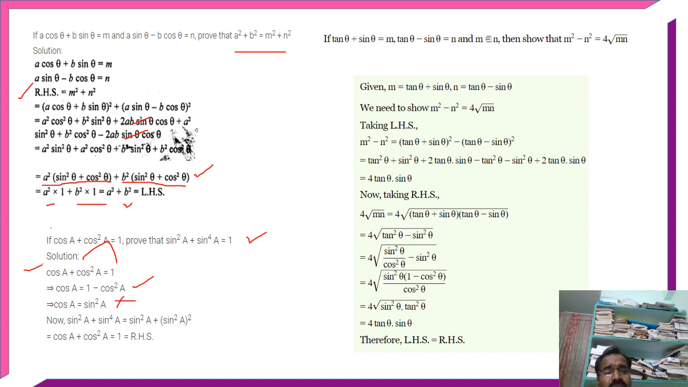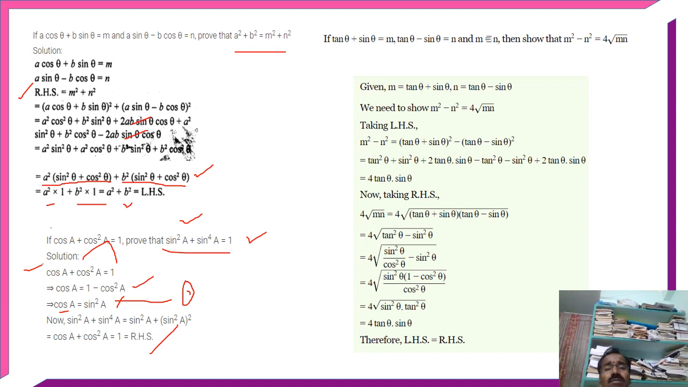Let us take this as equation 1. From 1, what can we write? Instead of cos A, we can write sin square A. From this, we will take LHS: sin square A plus sin power 4 A, which is sin square A plus sin square A whole square. Instead of sin square A, we can write cos A, sorry, from 1 we can write cos A plus cos square A. How much is it here according to the problem? 1. So we proved it is also 1.